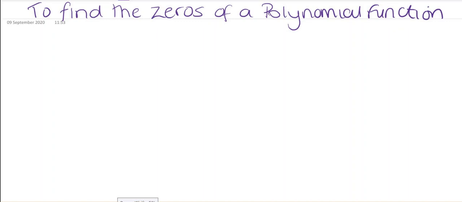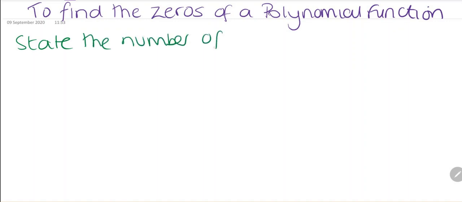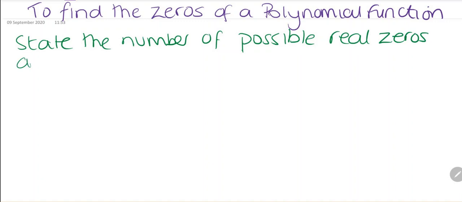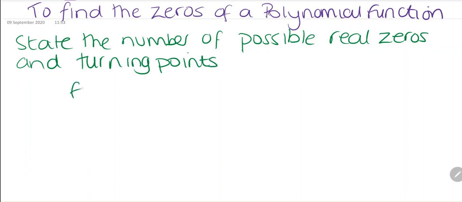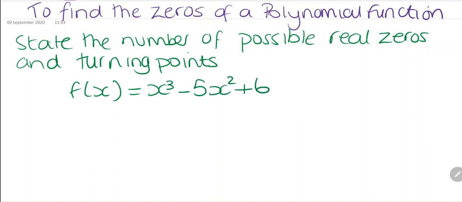Okay, so this example we're going to look at is to find the zeros of a polynomial function. And the question says, state the number of possible real zeros and turning points. And we're given a function. The function in the question is f of x is x cubed minus 5x squared plus 6x.